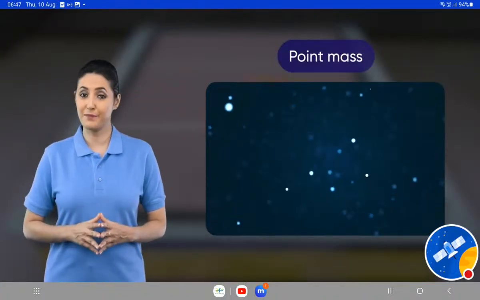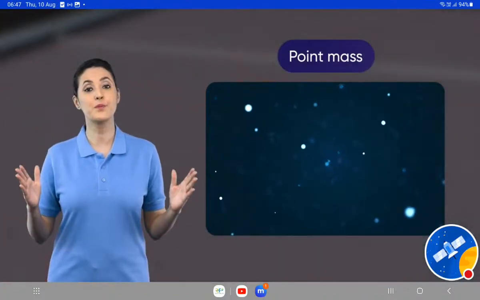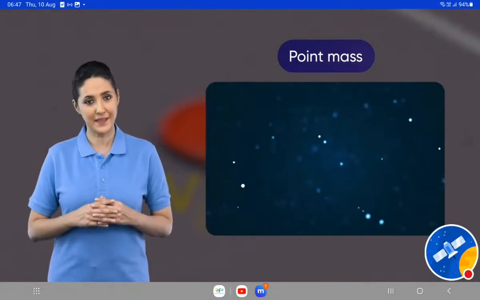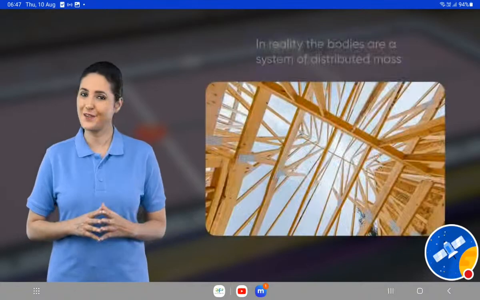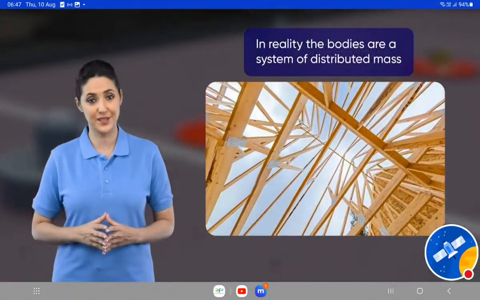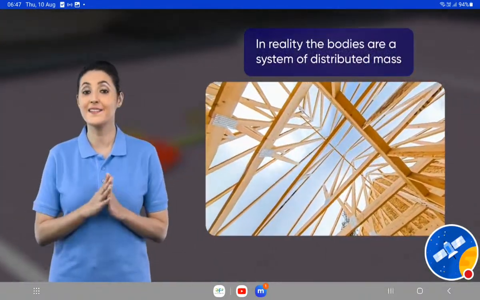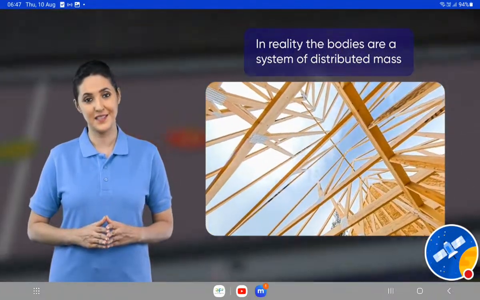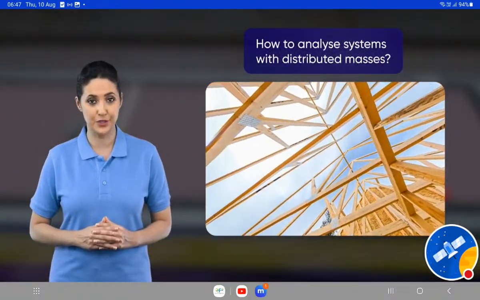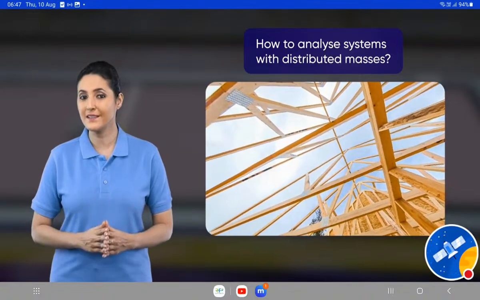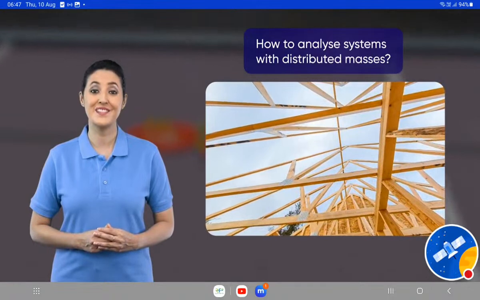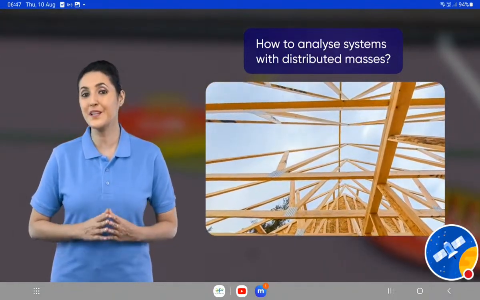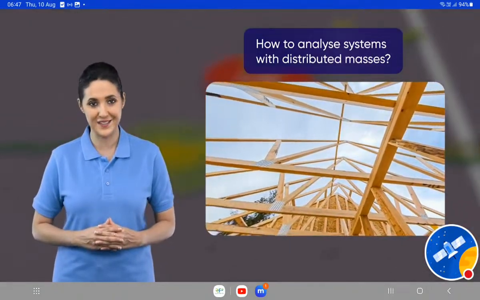In our journey of mechanics so far, we performed all our analysis by considering the bodies as point masses. In reality, almost all the bodies we practically encounter are distributed mass systems. While analyzing their motion, we will need to learn and apply some additional and interesting concepts. Stay tuned as we will soon explore the interesting mechanics of such bodies.